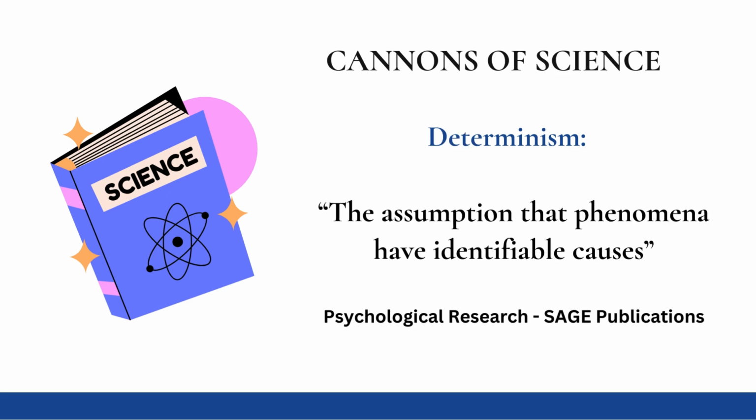Look at the next one, which is determinism. So the assumption that phenomena have identifiable causes. That nothing happens without a cause. Now, the whole concept is around cause and effect. If there is a cause, then there is an effect. If there's an effect, then there is a cause. If somebody lost an election, there is a reason why he lost the election. If somebody wins an election, there is a reason why he won the election.